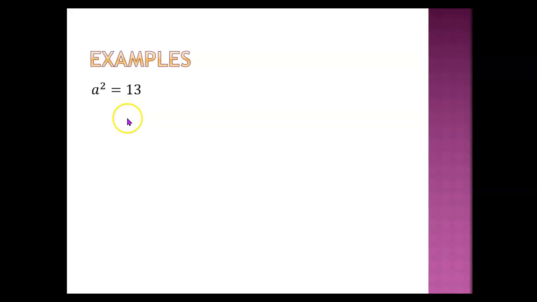How about a squared equals 13? Again, the variable squared equals a number. So the variable a equals plus or minus the square root of that number. Now 13 is not a perfect square, so we can't say exactly what the square root of 13 is. So depending on why you're solving this and what you're planning to do with it, you would either leave the answer like this: a is the square root of 13, or a is negative square root of 13. If you want the exact solution, that's as far as you can go with that.